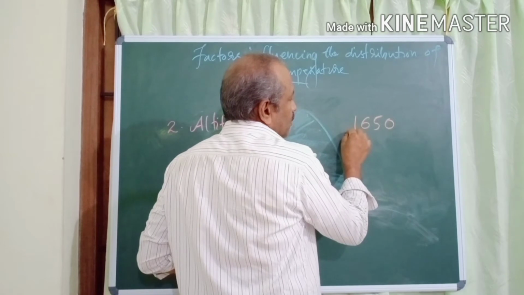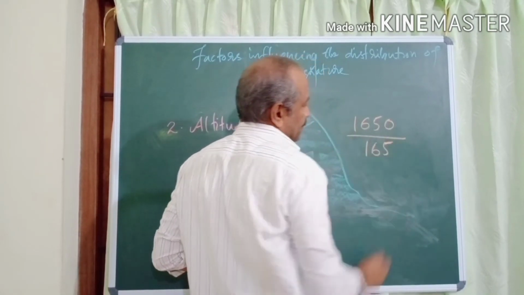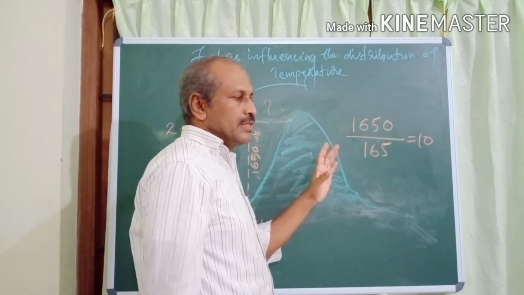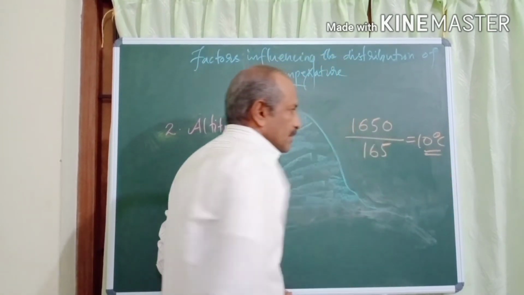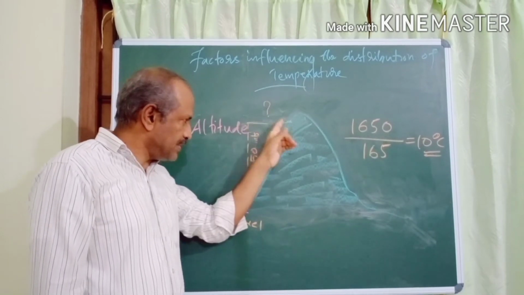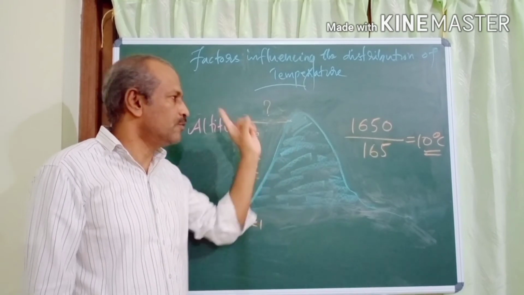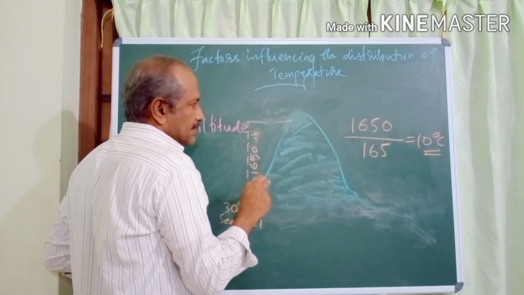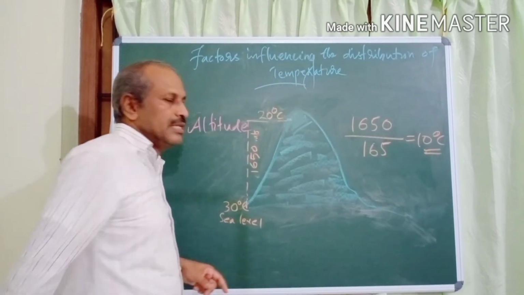So 1650 divided by 165 meters, then we will get 10. So this is the difference in temperature. There is a fall of 10 degrees Celsius when we reach here from the sea level, because the height is 1650. So the temperature here is 30 minus 10, which is 20 degrees Celsius.